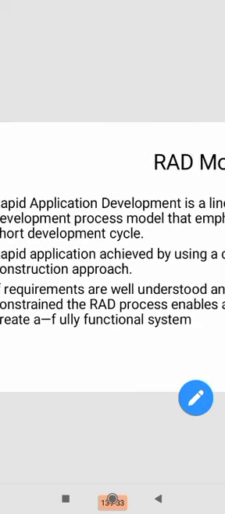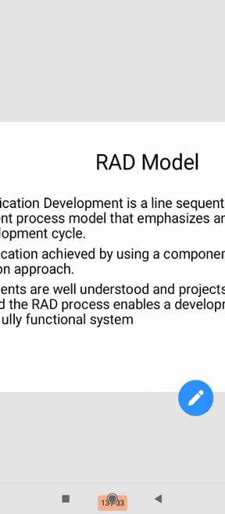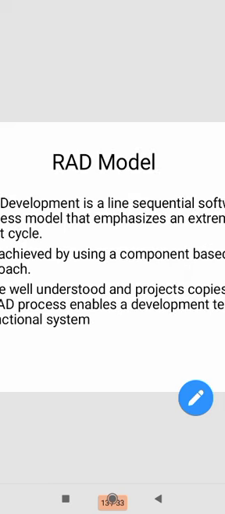Next one is the RAD model. RAD means Rapid Application Development model. It is a linear sequential software development process model that emphasizes an extremely short development life cycle. The RAD model uses a component-based construction approach. It is used for business purposes. If requirements are well understood and the project scope is constrained, the RAD model enables a development team to create a fully functional system. The same process as in the waterfall model.